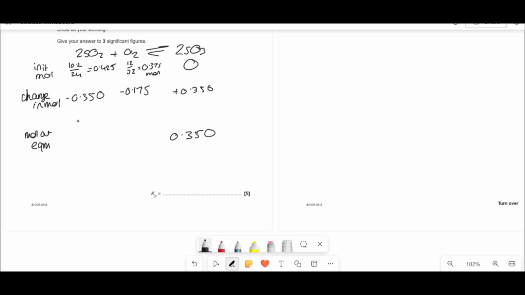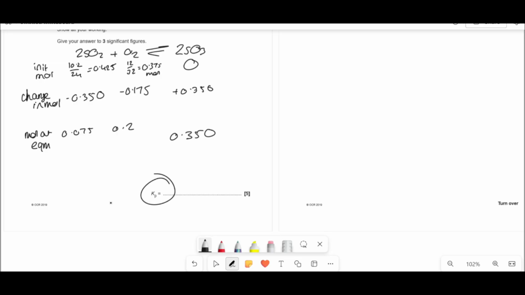Now, at equilibrium, the moles of each thing is going to be this minus this. So, 0.425 minus 0.350. If we do that, we get 0.075. And then for the other one, the same thing, we get 0.2.